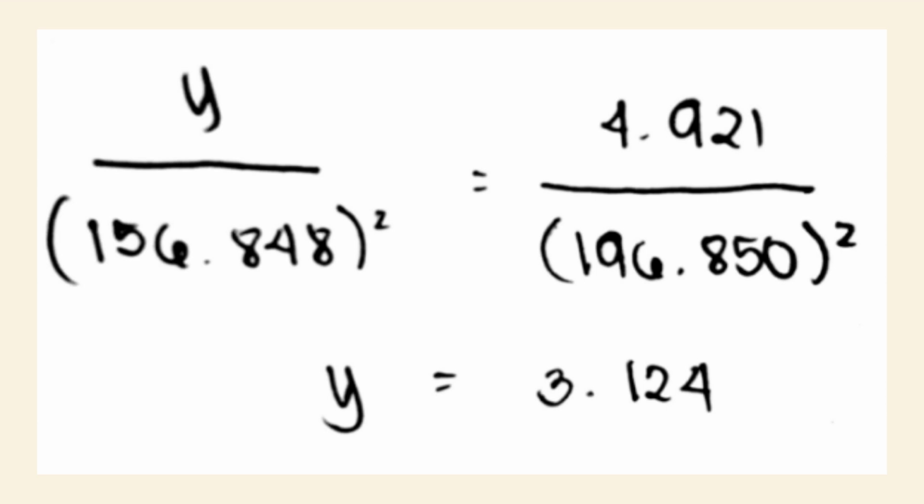Next, solving for the value of y. We have y over 156.848 squared. So 156.848 comes from L over 2 divided by the value of h. It is equal to the value of h, which is 4.921 over 196.850 squared. 196.850 is L over 2. So solving the equation, we have the value of y equaling 3.124.